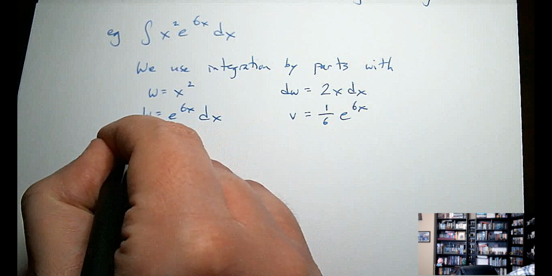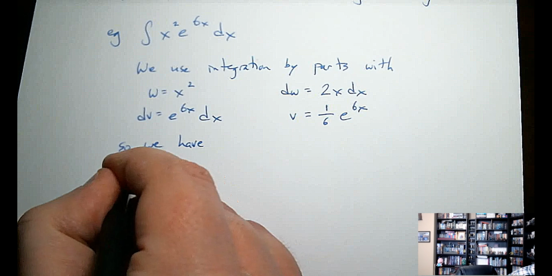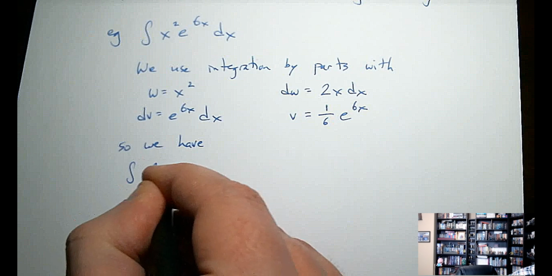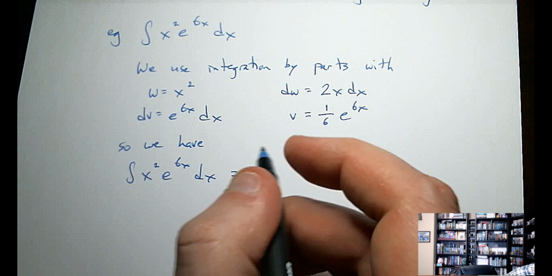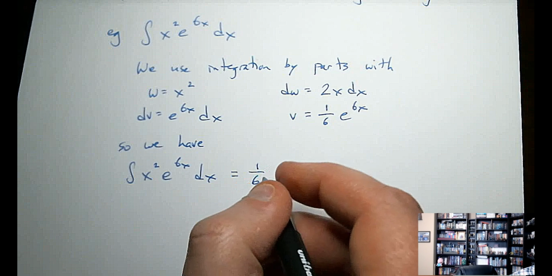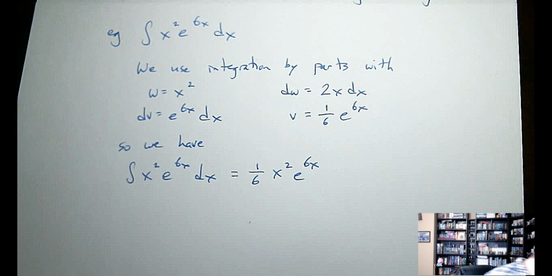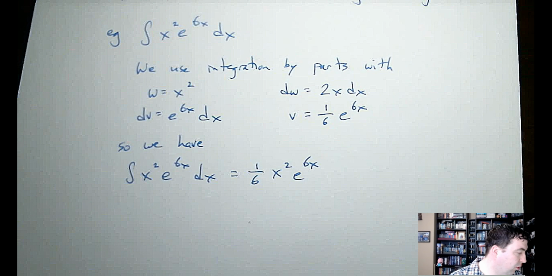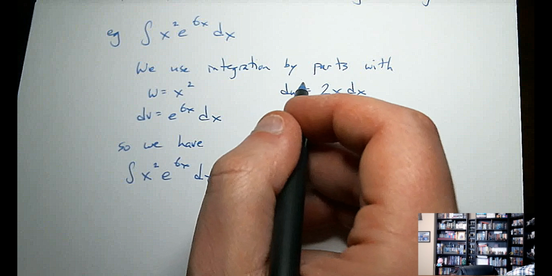So we have that our original integral, the integral of x squared e to the 6x, that's going to be v times w, so 1/6, and I'll write x squared times e to the 6x, because we usually write polynomials before exponential functions, and then minus the integral of v dw.